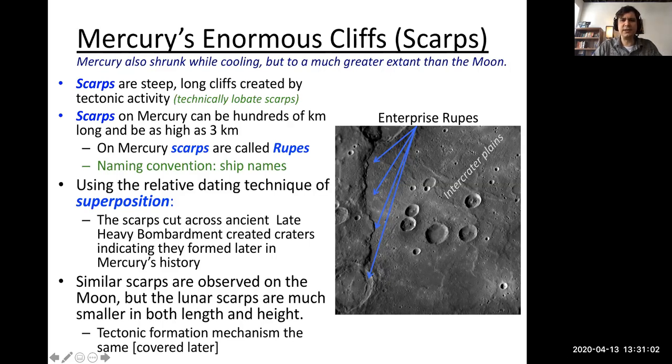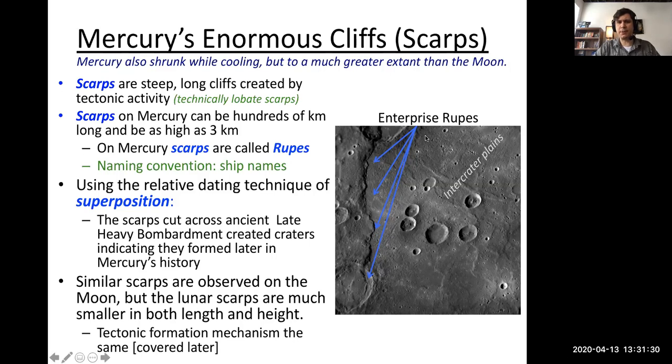We have these scarps here on Mercury, and they riddle the surface of Mercury. As I was saying, they can be hundreds of kilometers long, as Enterprise Rupes is here, and they can be as high as several kilometers. Enterprise Rupes is about 3 kilometers high. And while the naming convention for Mercury is that we call these scarps, they're all given formal names.